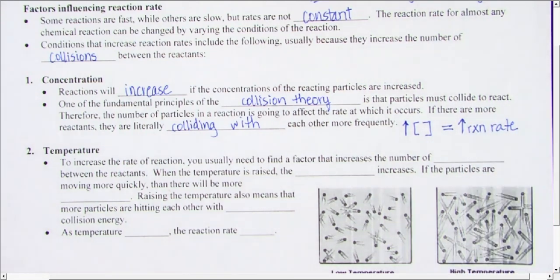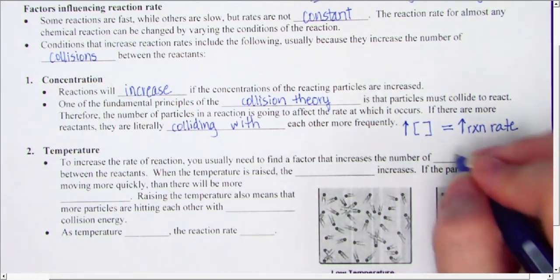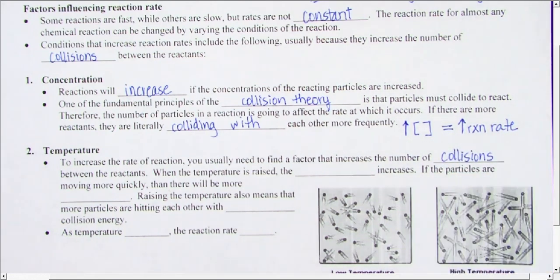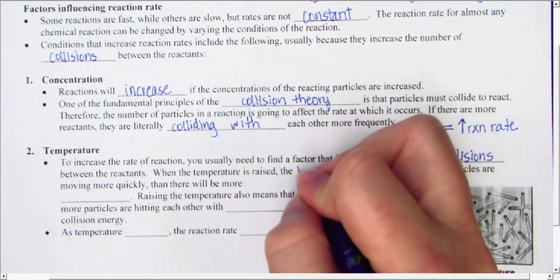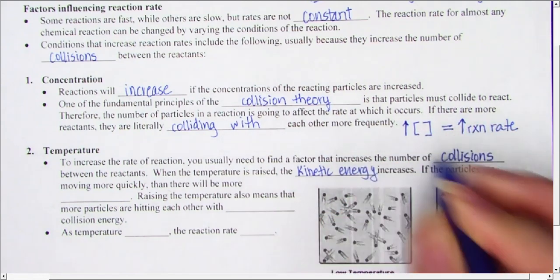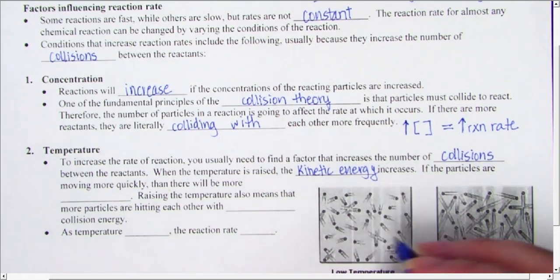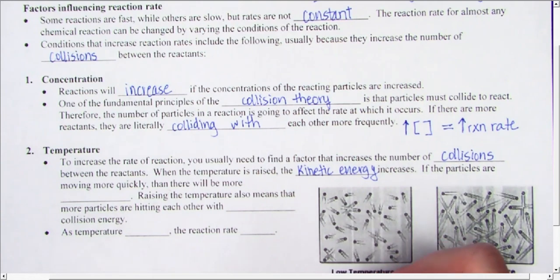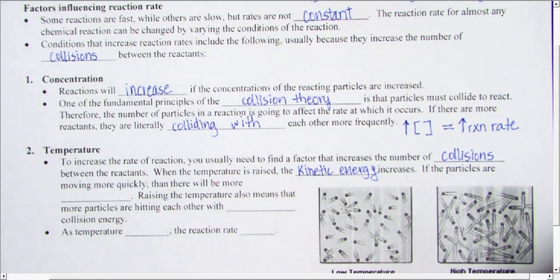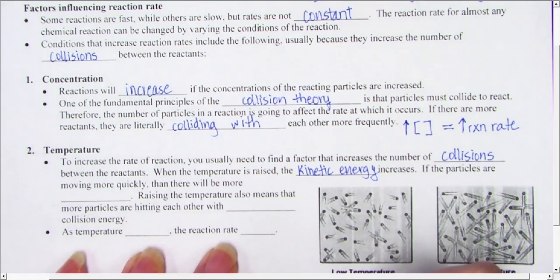The second thing we're going to look at is temperature. To increase the rate of reaction, you usually need to find a factor that increases the number of collisions. When temperature is raised, what's actually being raised is the kinetic energy of all of the molecules. If we look at these 2 pictures, I have a low temperature, so I have low kinetic energy. Then when I raise the temperature, the molecules are now moving faster, and so I have a higher kinetic energy. Here we have slow, and here we have fast.